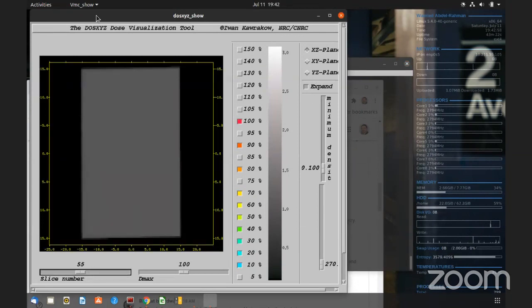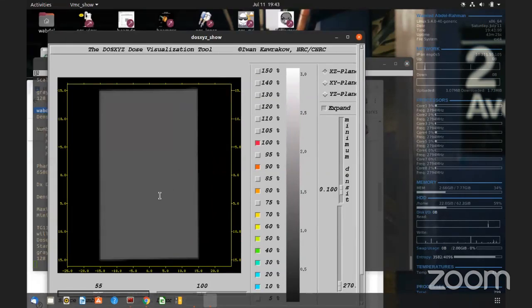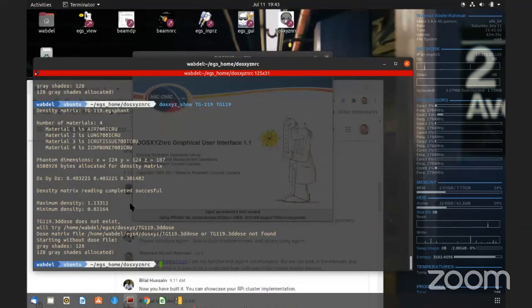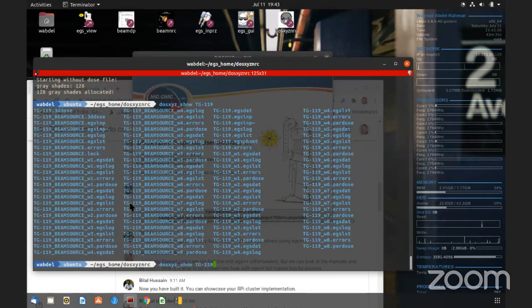Okay, I thought I actually ran this. Oh, okay, so there is, yes, okay. I used a beam source, TG119. I have electrons somewhere. Probably I don't, okay. TG119. And yes.